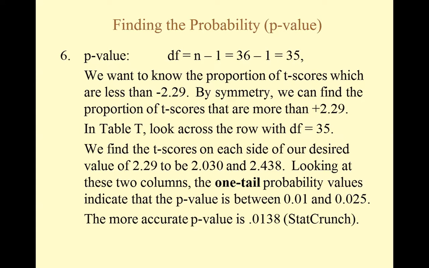But because the curve is symmetric about 0, just like the z-curve, the area to the left of negative 2.29 is the same as the area to the right of positive 2.29. So in table T, we want to look across the row with 35 degrees of freedom. So I'm going to get out of PowerPoint and go into the table so we can see where these numbers are coming from.